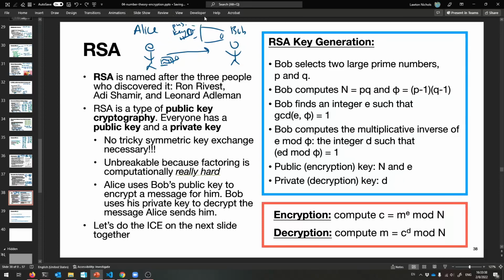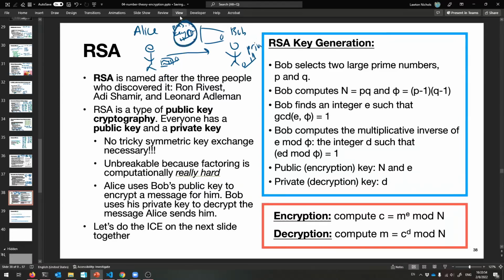It's weird. And then Bob is over here saving his private key just for himself, and that is priv for private key. That will allow him to unlock this message and get the plain text out. Okay? And so that's a long process, and you're allowed to share a public key with everybody.